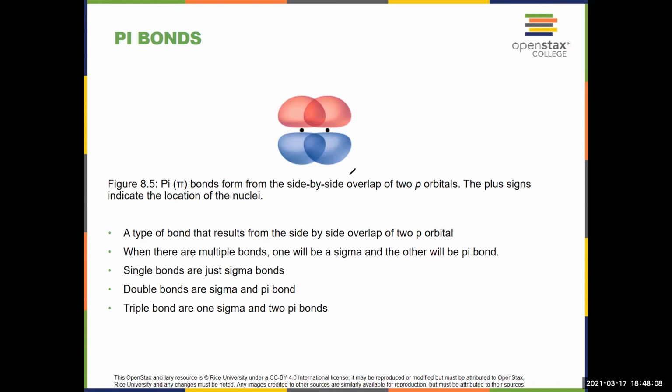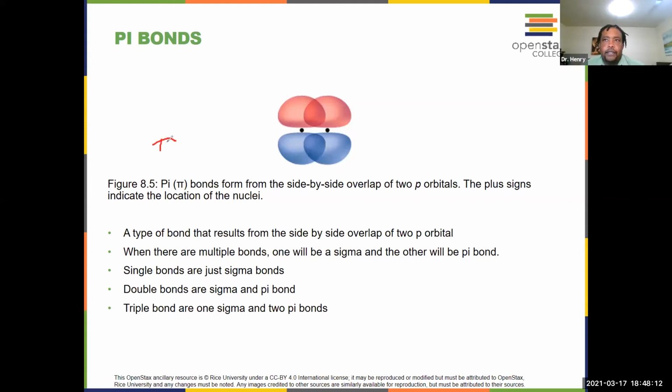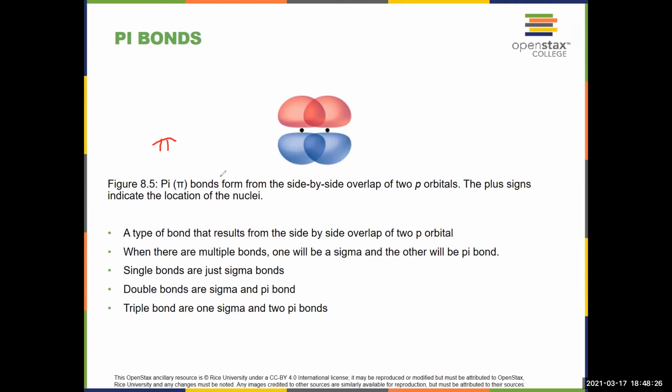Kind of. So pi, because it's 2-pronged, pi is 2-pronged, so think about 2 regions of overlap. Do you see it?